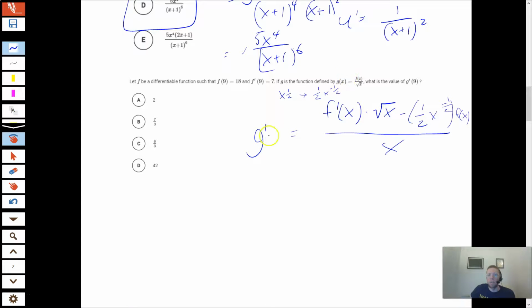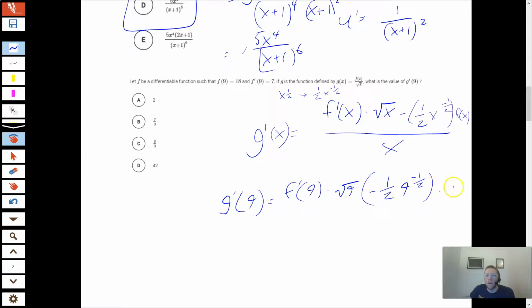This we call g prime because it's the derivative of g. And then we want g prime of 9. So g prime of 9 is equal to, well, f prime of 9 times the square root of 9, minus 1/2 9 to the negative 1/2 times f of 9 all over 9. Okay, now we just simplify.